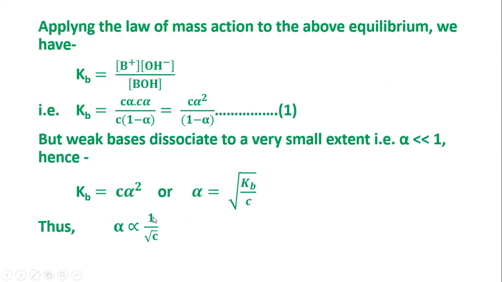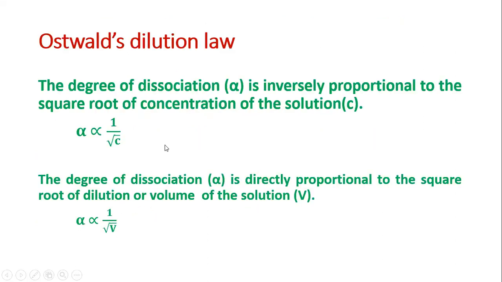So now the same equation was obtained in both the cases, weak acid as well as weak base. This equation is nothing but the Ostwald dilution law. Ostwald's dilution law can be stated as: the degree of dissociation is inversely proportional to the square root of the concentration of the solution. So for any weak electrolyte, whether it is a weak base or weak acid, its degree of dissociation is inversely proportional to the square root of its concentration inside the solution.